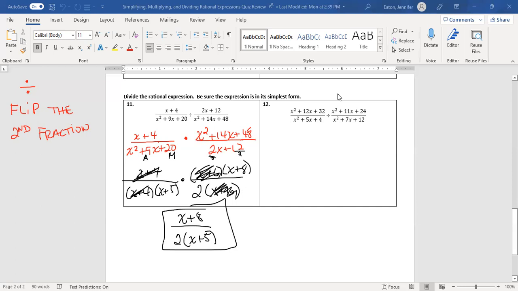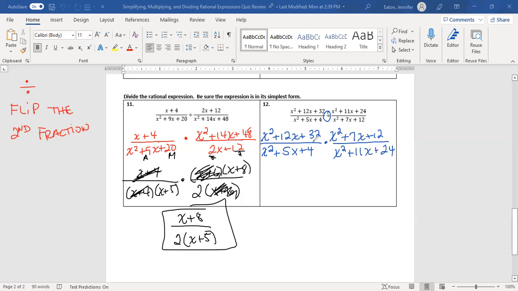All right. Very last question here. It's division. So we're going to rewrite the first fraction here. So I have x squared plus 12x plus 32. And that's being divided by x squared plus 5x plus 4. I'm going to change that division to multiplication and flip the second fraction upside down. So x squared plus 7x plus 12 is now on top. And x squared plus 11x plus 24 is now on bottom.